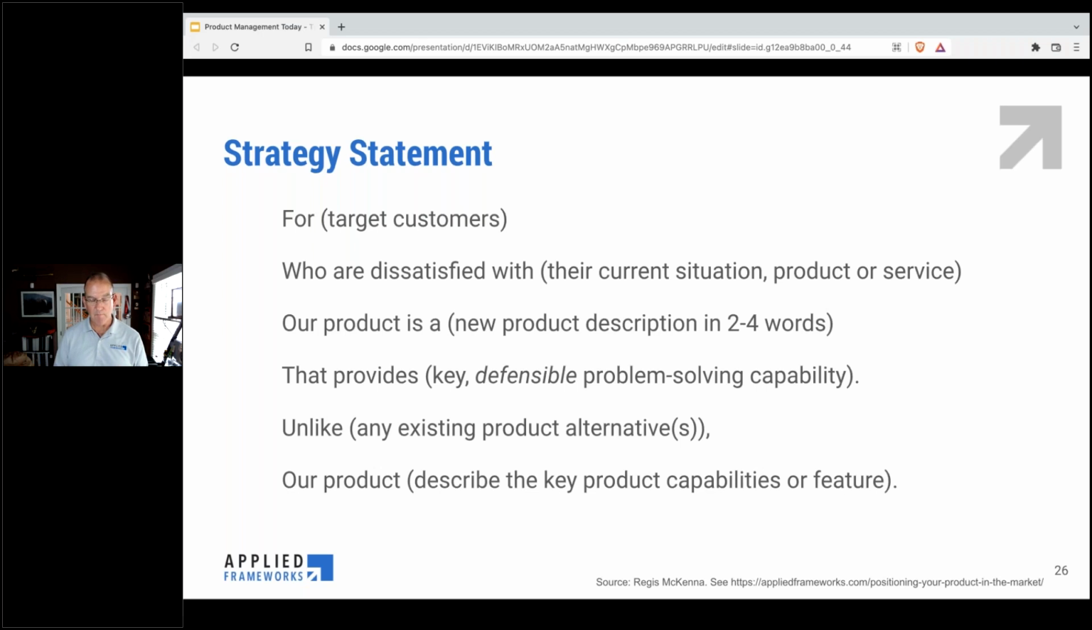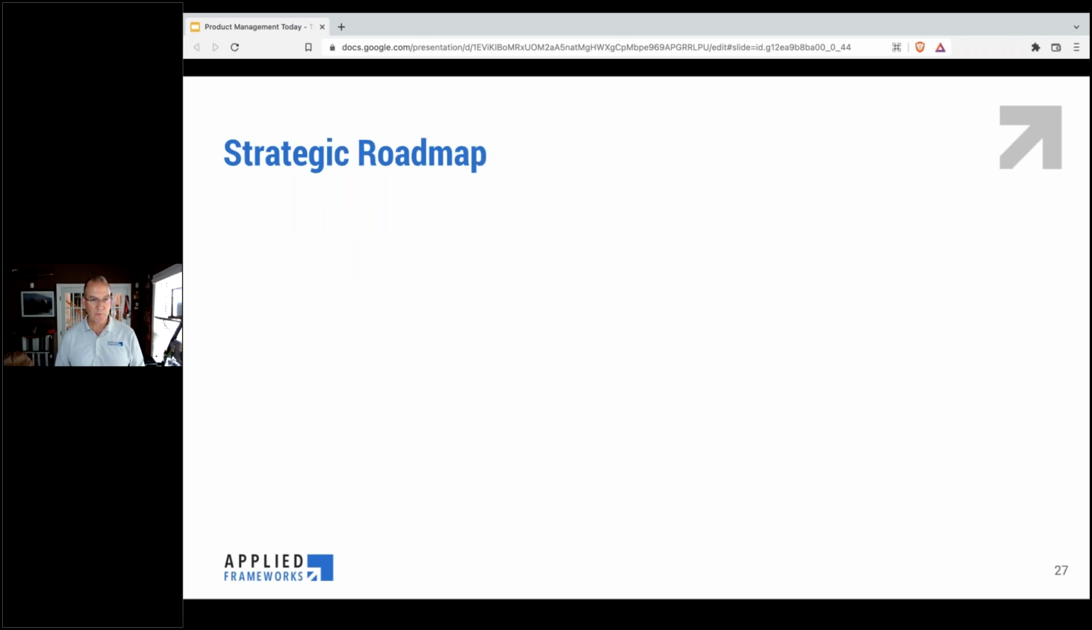And this statement format comes from Regis McKenna, which was popularized by Geoffrey Moore in his book Crossing the Chasm. And the link to learn more about this type of statement is available there at the bottom of the screen. But very powerful. I've used it many times ourselves internally, as well as with several of our clients and customers. So next, I want to move on to something that's more visual, which is a strategic roadmap. So I'm going to walk through a pattern for strategic road mapping.